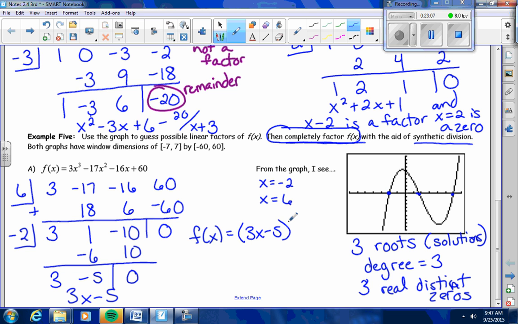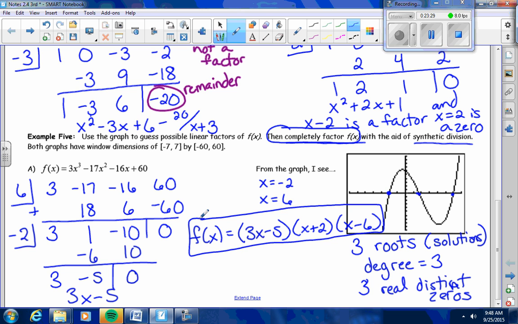3x minus 5. Now the 0 was negative 2, so what is the factor that gave us negative 2? X plus 2. And the other 0 was 6. What is its factor? Careful. X minus 6. That is the polynomial function completely factored out. Daniel.